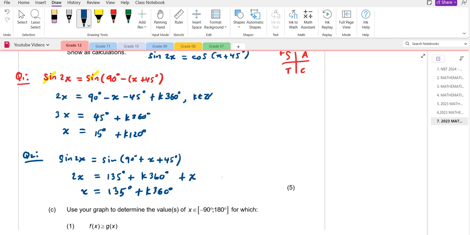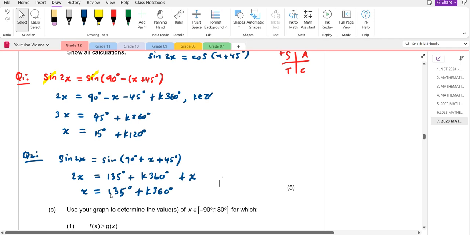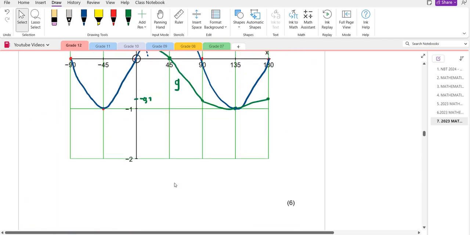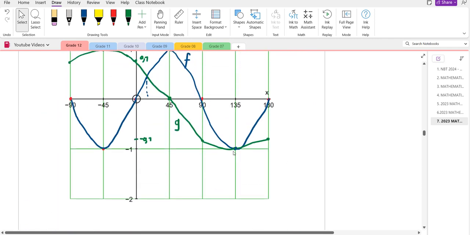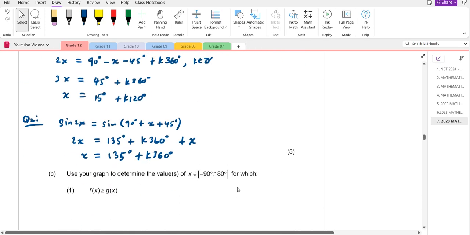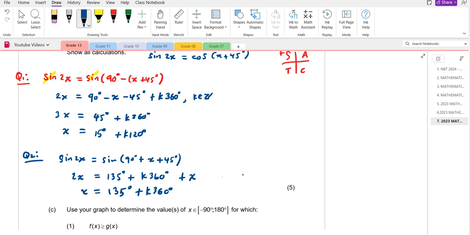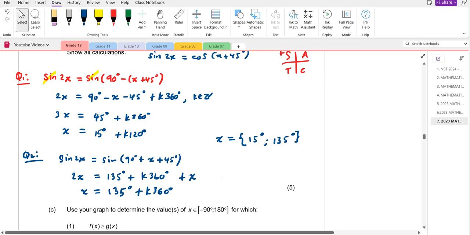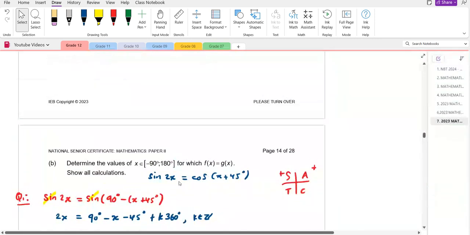Alright, so we want to check where's the points of intersection. According to this, they say there is a point of intersection at 135. Yeah, we can see there's 135 points of intersection, and there's another point of intersection which is between 0 and 45, which is at 15 degrees if you make K0 here. So what's the answer for x? X is equal to 15 degrees or 135 degrees. I hope you understood that. Right, so that's how you solve using co-ratios.